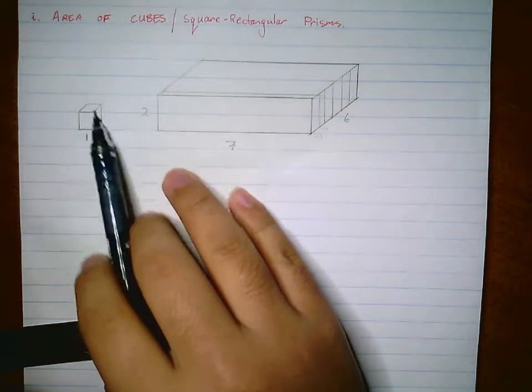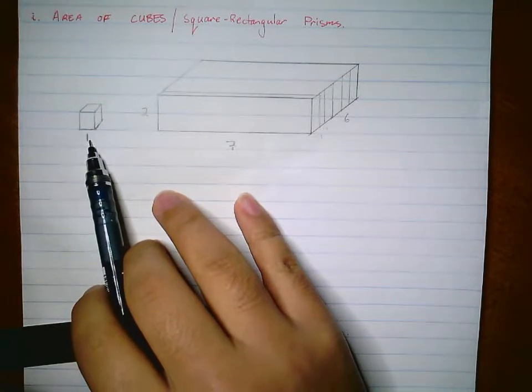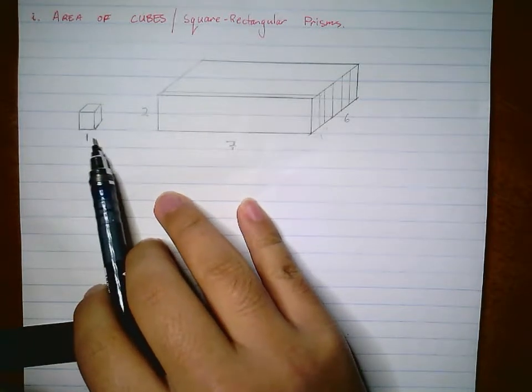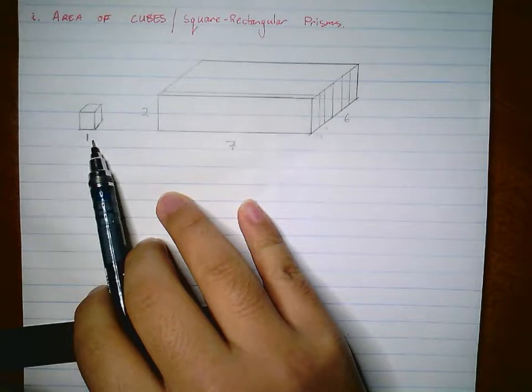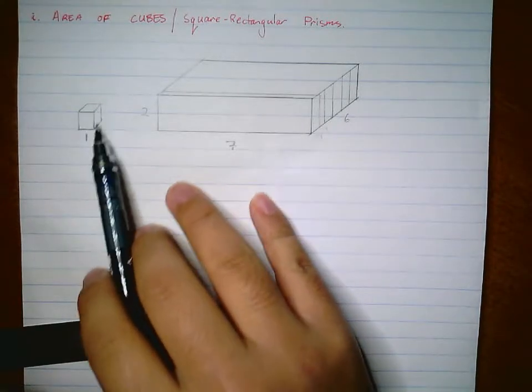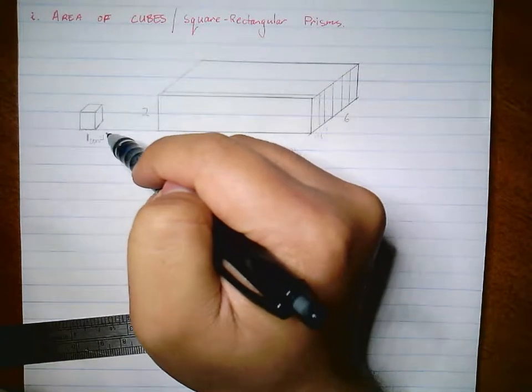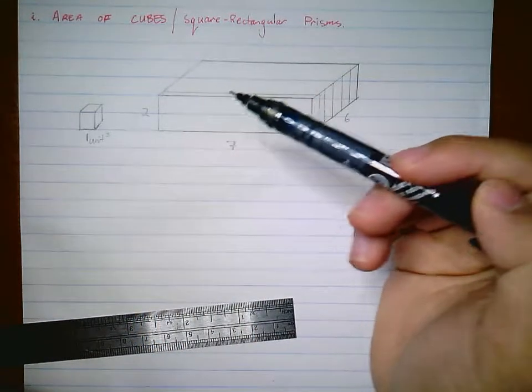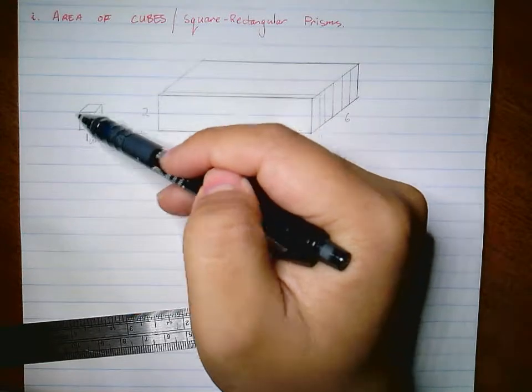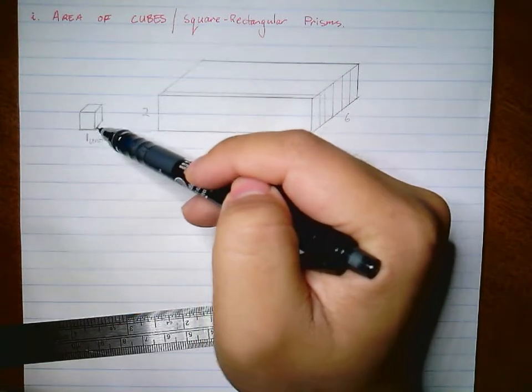Okay, so here we have 1 unit cube. So this could be 1 centimeter or 1 millimeter or 1 meter. For this example, we're just sticking it to as 1 unit cubed. The reason for this is the volume of this is 1 times 1 times 1.